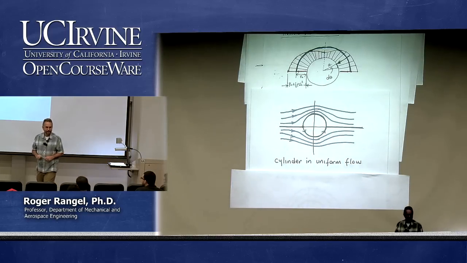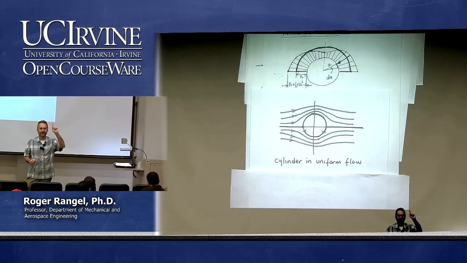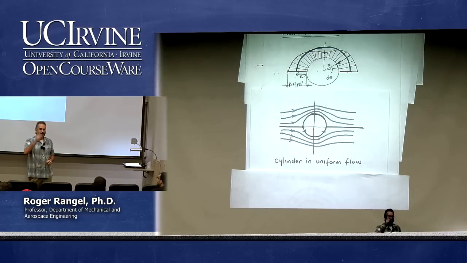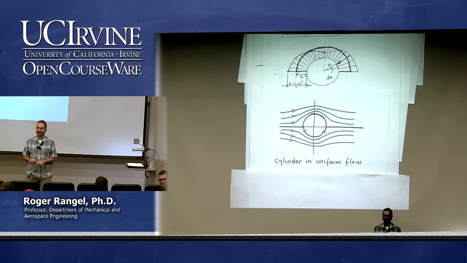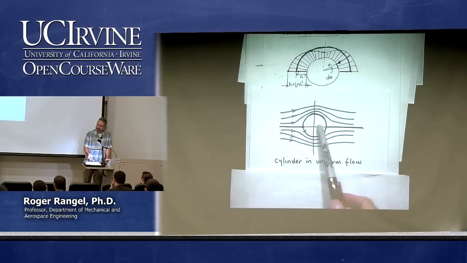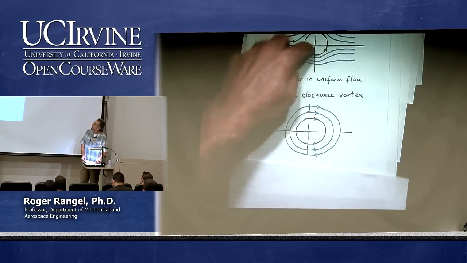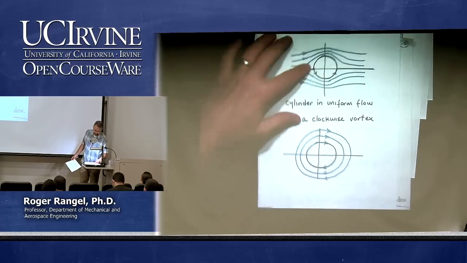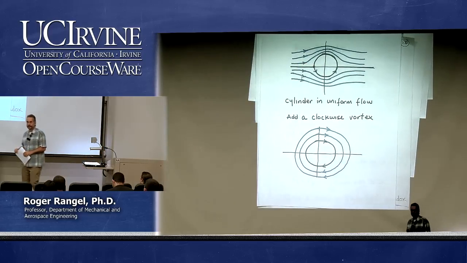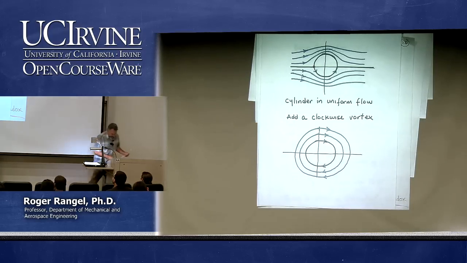Huh? Move the cylinder up and down? No, I heard it back there. Who said it? You're always answering my questions from back there. Adam, are you looking? No. He said correctly, add a vortex. That might seem surprising. Remember, this is a doublet and a uniform flow. And suppose that I now say, I'm going to add to that picture a clockwise vortex. What is going to happen if I add a clockwise vortex?